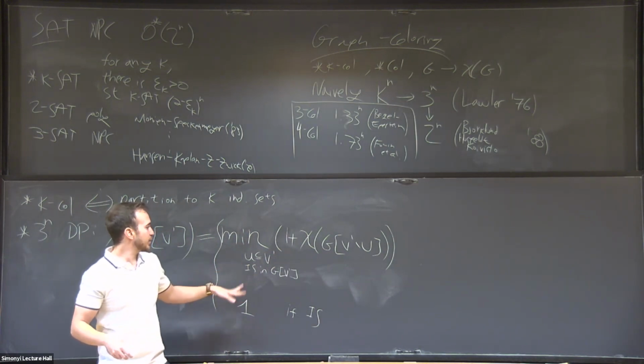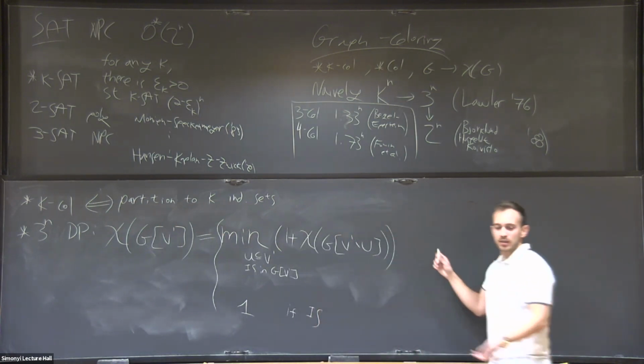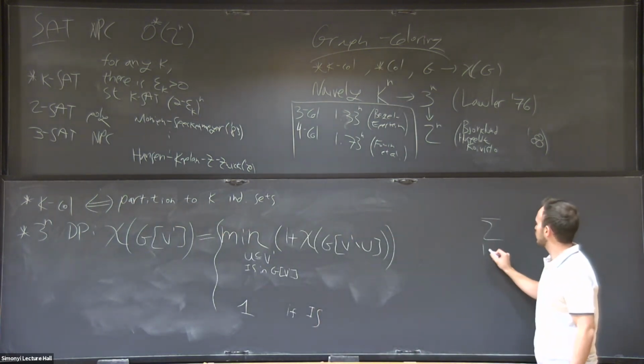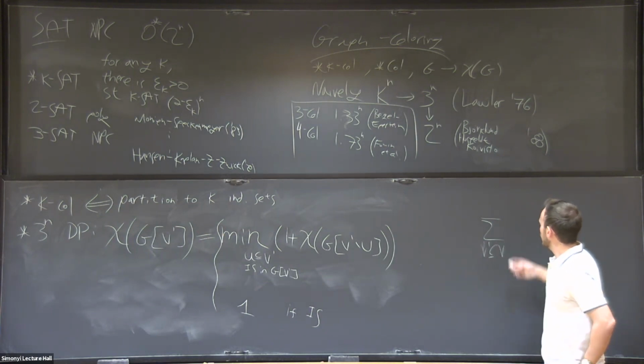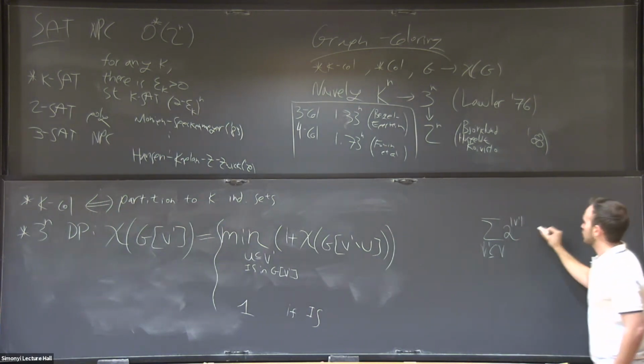And the running time for this is 3 to the n. Why? Because I go over all the subsets of vertices, and then I look at every subset of them.